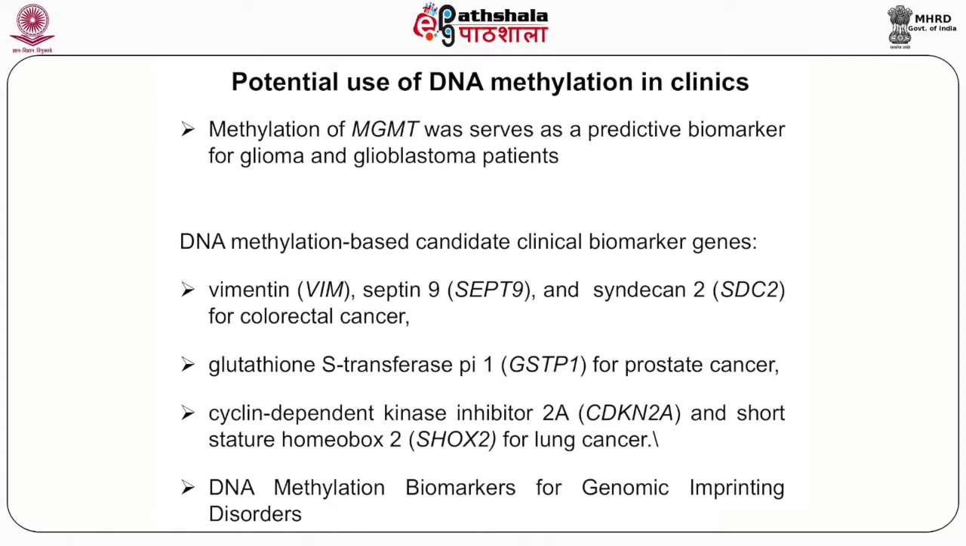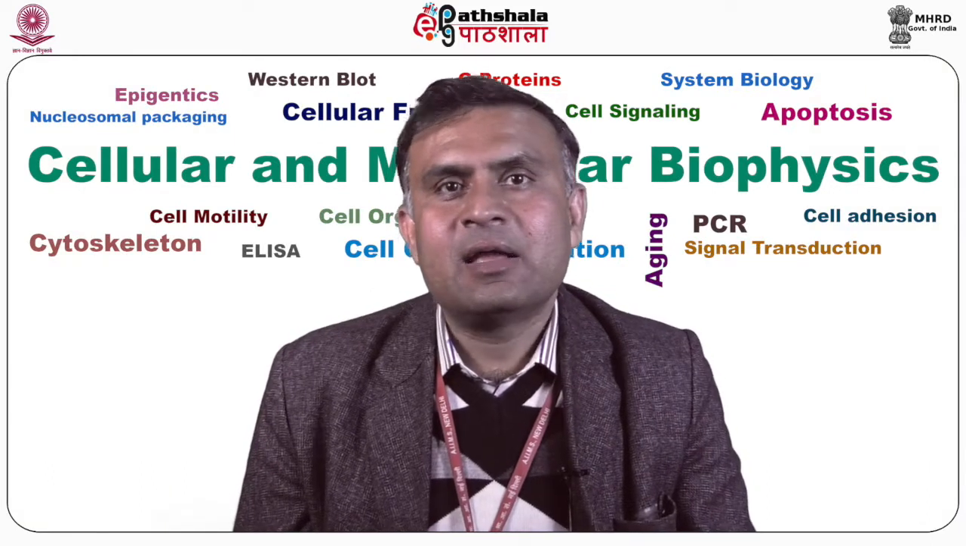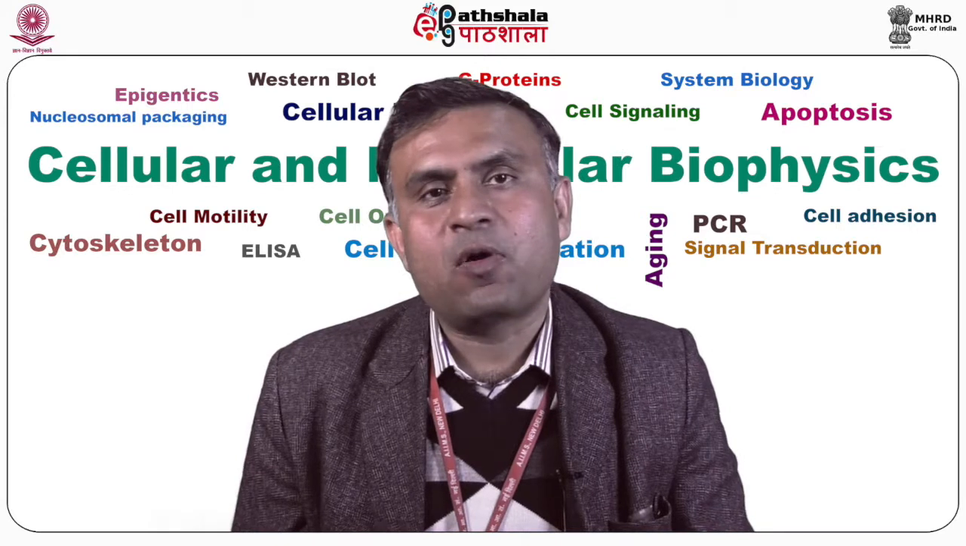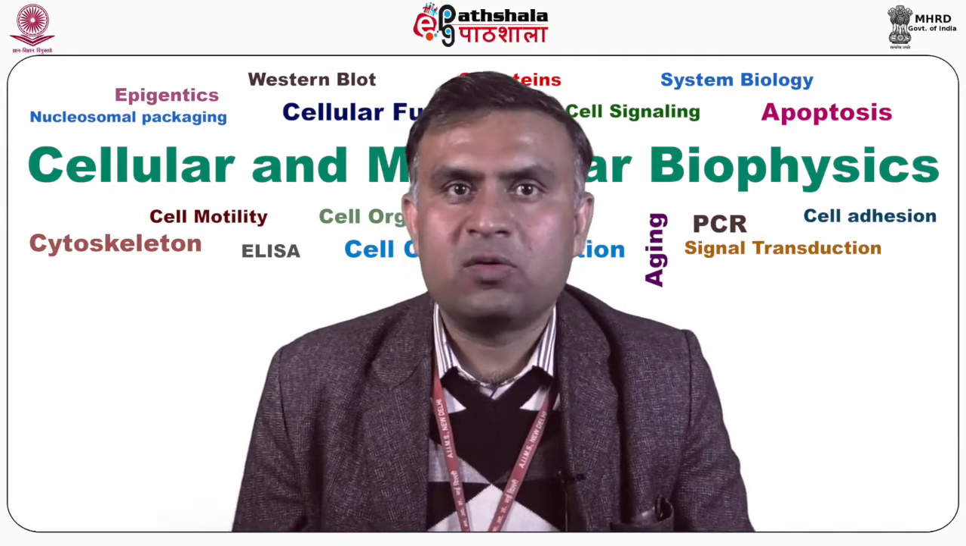Many DNA methylation biomarkers are used for genomic imprinting disorders. The examples are Prader-Willi syndrome, Angelman syndrome, and Beckwith-Wiedemann syndromes. So dear friends, hope you understand the basic mechanism and concept of DNA methylation. Now we summarize this module.